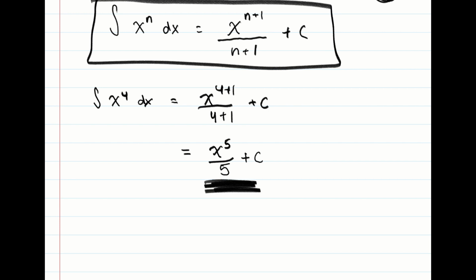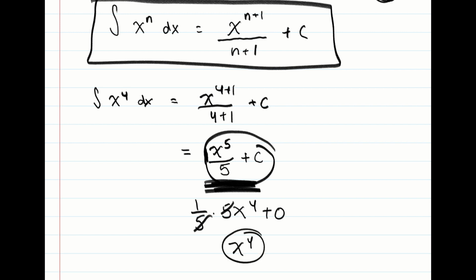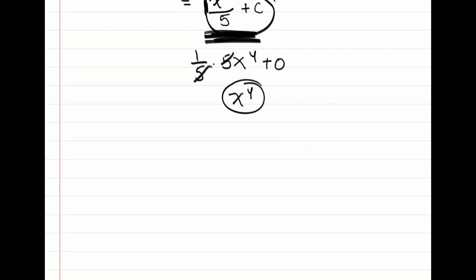Let's verify really quick. What is the derivative of this? Well, there's a 1 here in front, so it's actually 1/5. Hold the 1/5 as a constant. The derivative of x to the fifth is 5x to the fourth, plus the derivative of your constant, which is 0. This 5 and this 5 divide out, and we get x to the fourth. Ta-da!